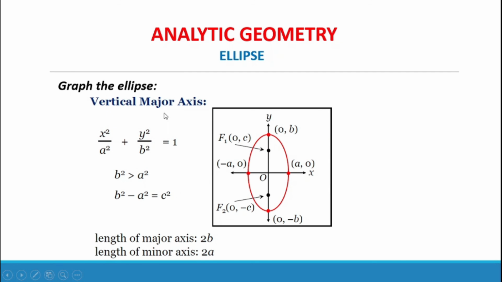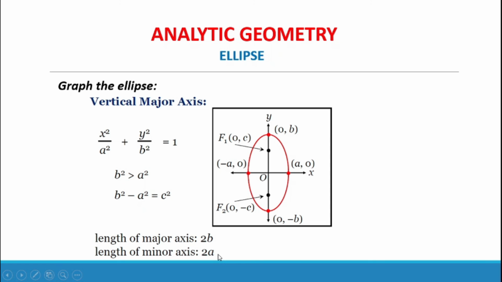And for the vertical major axis, that's along the y-axis, so x squared over a squared plus y squared over b squared equals 1. It means that b squared is greater than a squared, and b squared minus a squared equals c squared. And the length of the major axis is equal to 2b, and the length of the minor axis is equal to 2a.